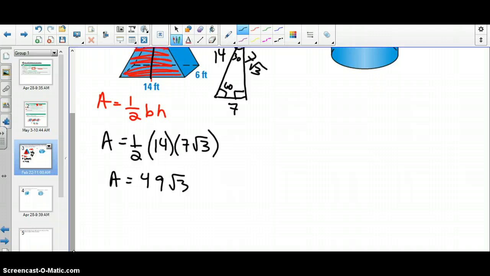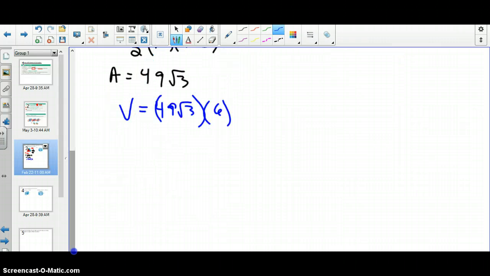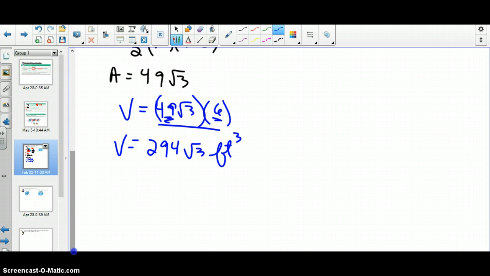Okay, now we still want to find the volume. The volume is the area of the base, which is 49 √3, times the height, which is 6. The height of the prism is 6. So when you multiply these two things here, you're going to multiply the 49 and the 6 together, and that's where the 294 √3 is coming from. And that's going to be feet cubed.